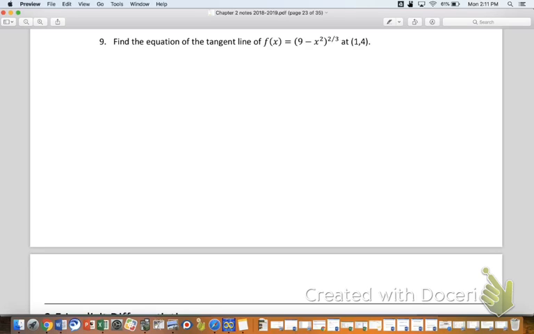Number 9 says, find the equation of the tangent line at f of x equals 9 minus x squared to the 2/3 at 1, 4. So I'm going to take this all the way back to the start. We have asked you this a lot of times. I'll keep asking it because we need to be really good at this.